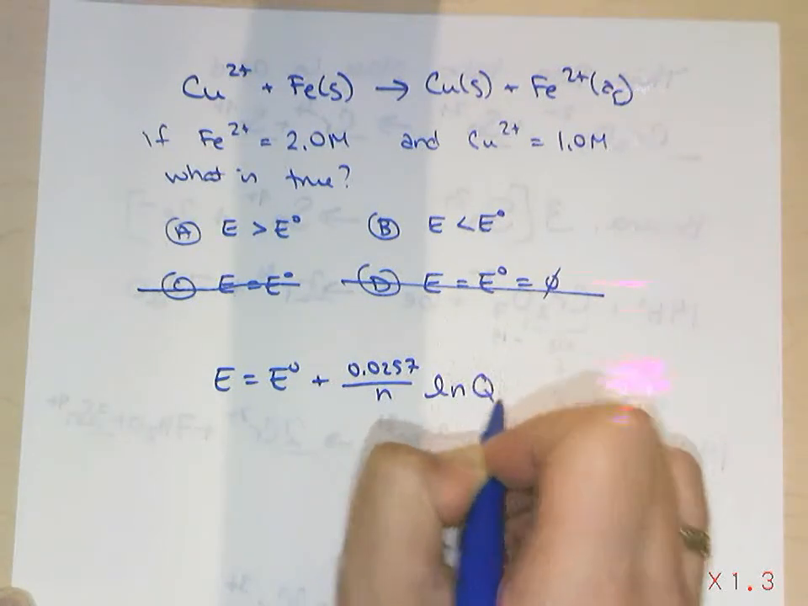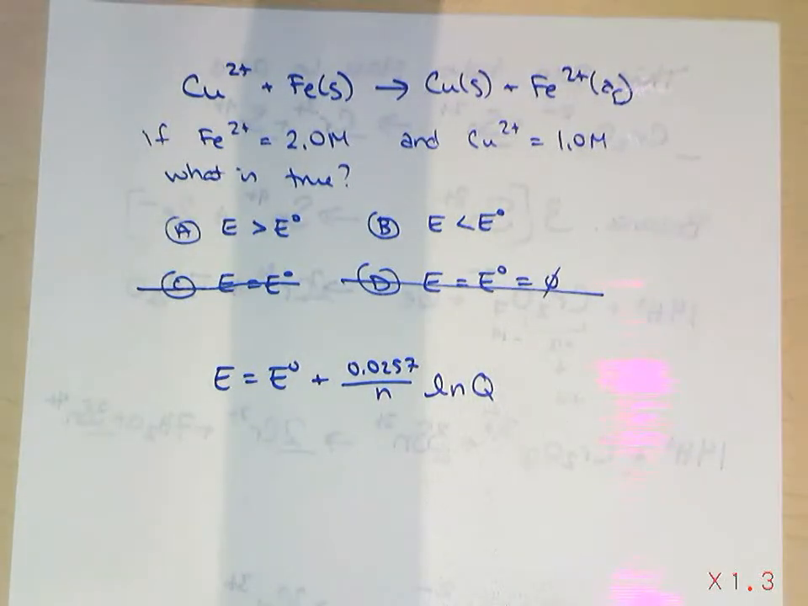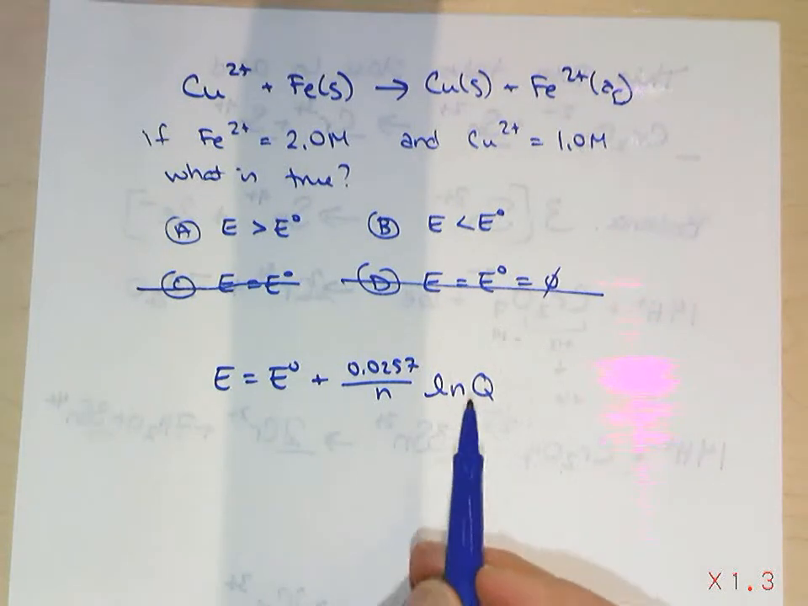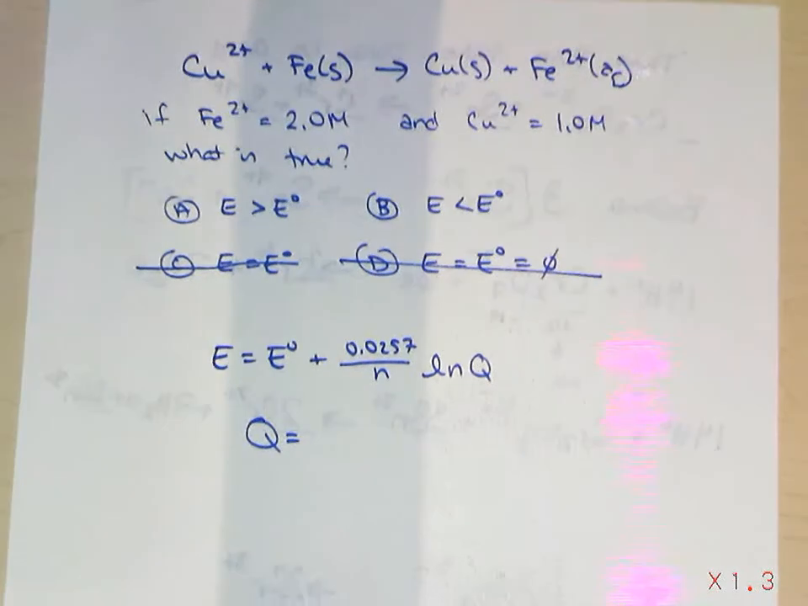All right, we have that. So what would be Q for this reaction? How would I define Q? Products over reactants.